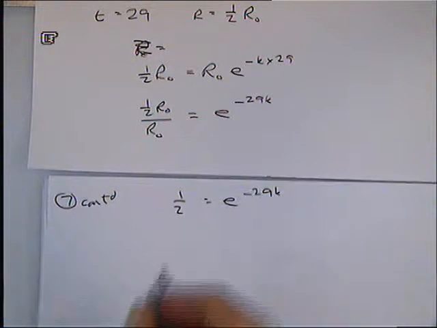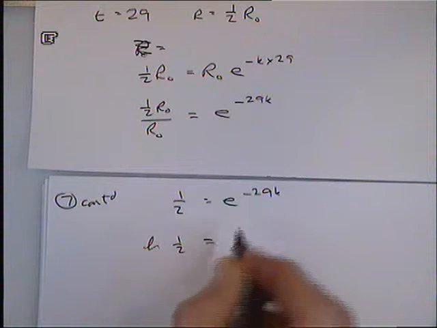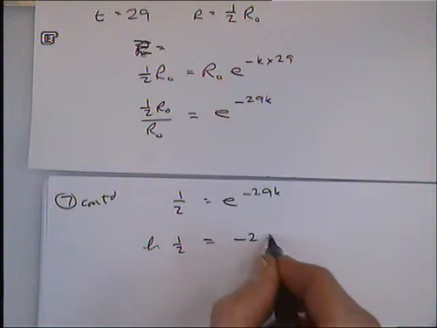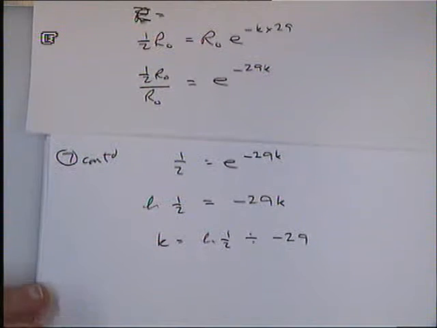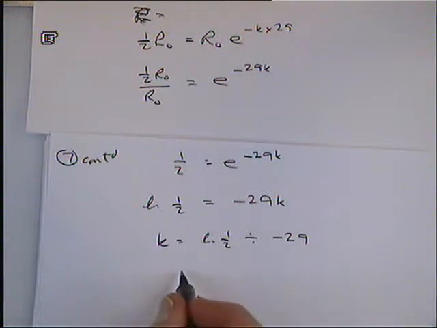Take logs. So log of a half. Log of this just gets rid of the e. It's minus 29k. So k will be log of a half divided by minus 29. And if you do it on a calculator, you get, well, I haven't actually worked it out. Here's a decimal. I've just left it as that.